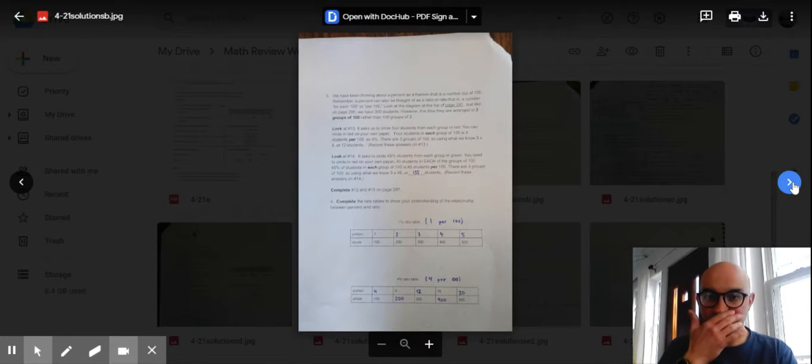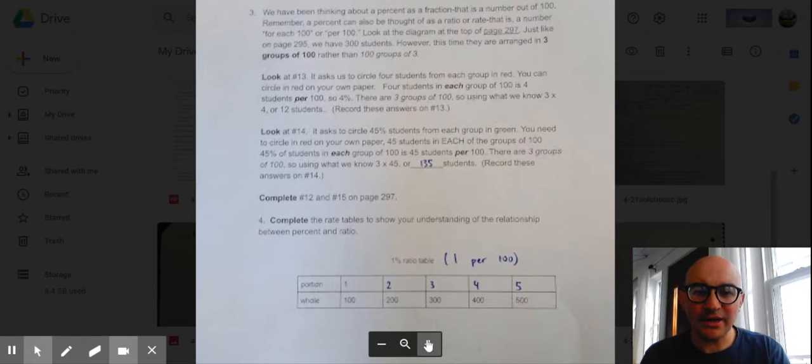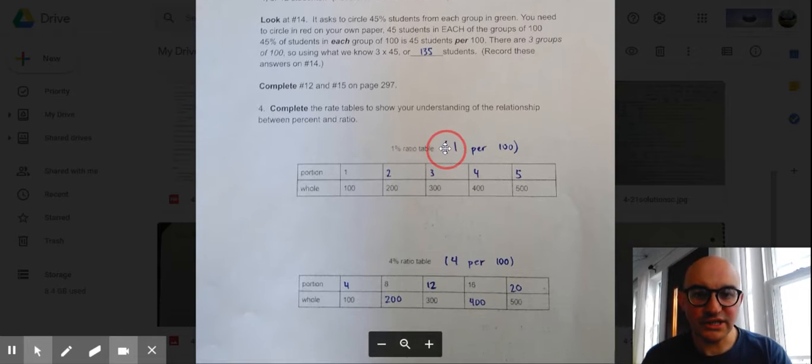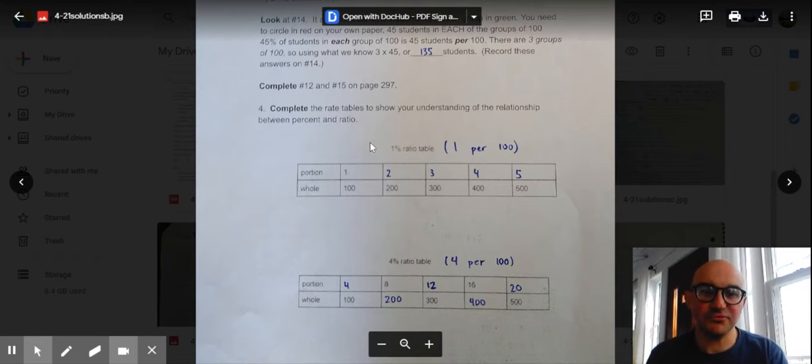Let me just show you the next page. Next page had a lot of instruction. I'm not going to go through and reread all the instruction. I know you guys can read that on your own, but let me just take you down to problem 4.